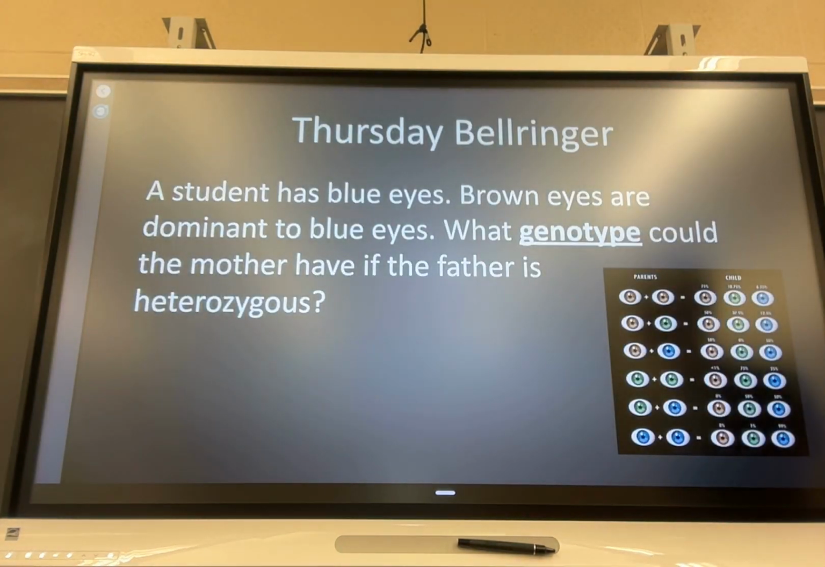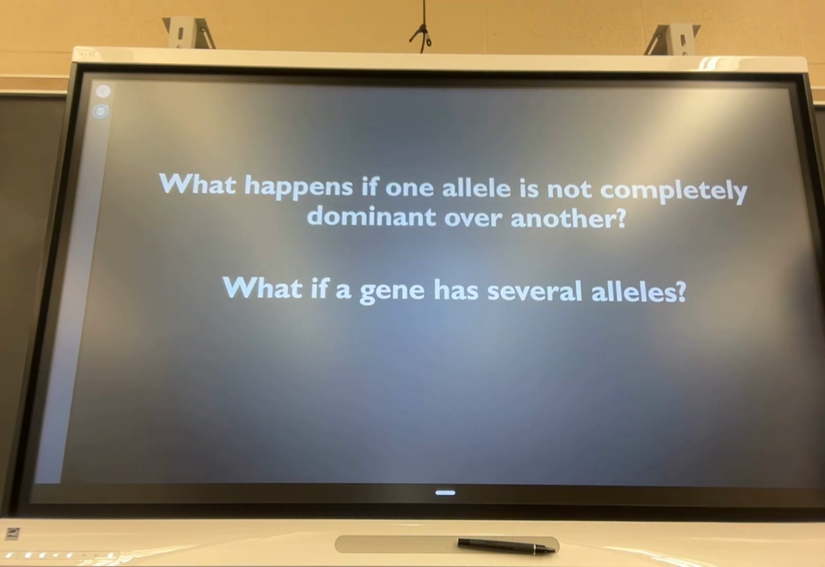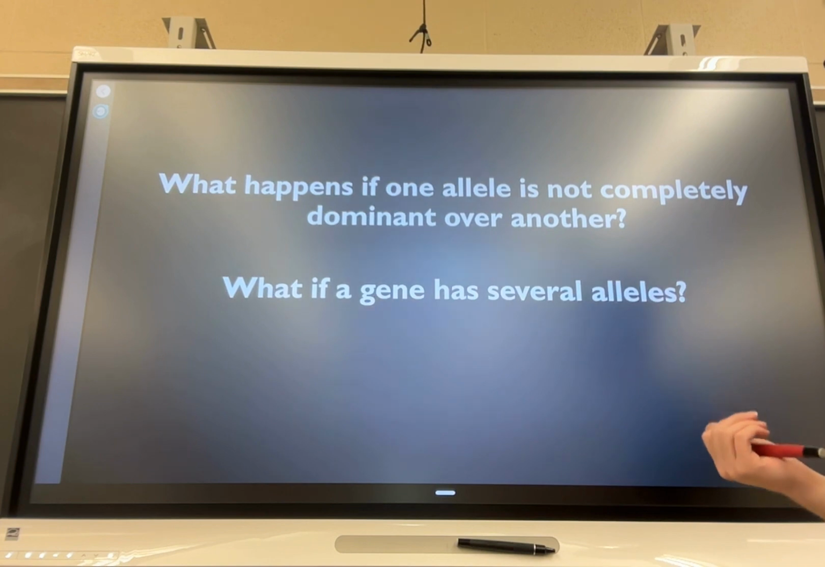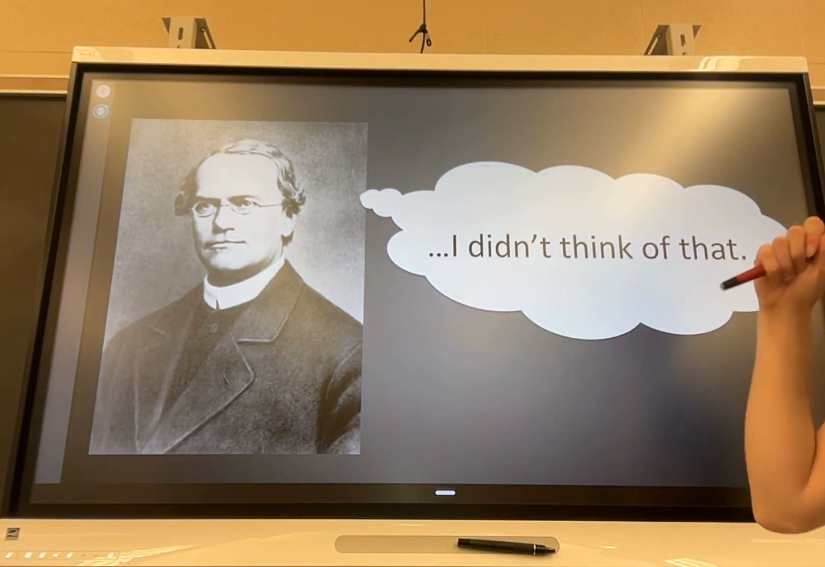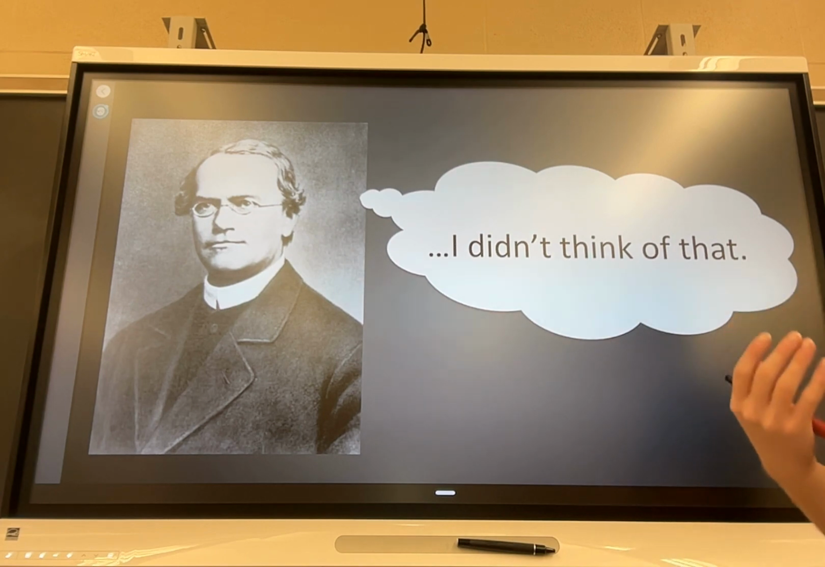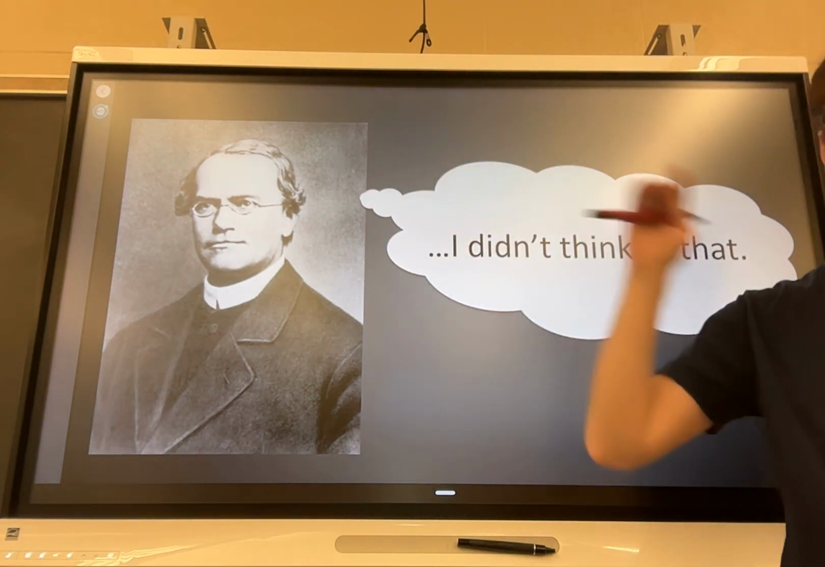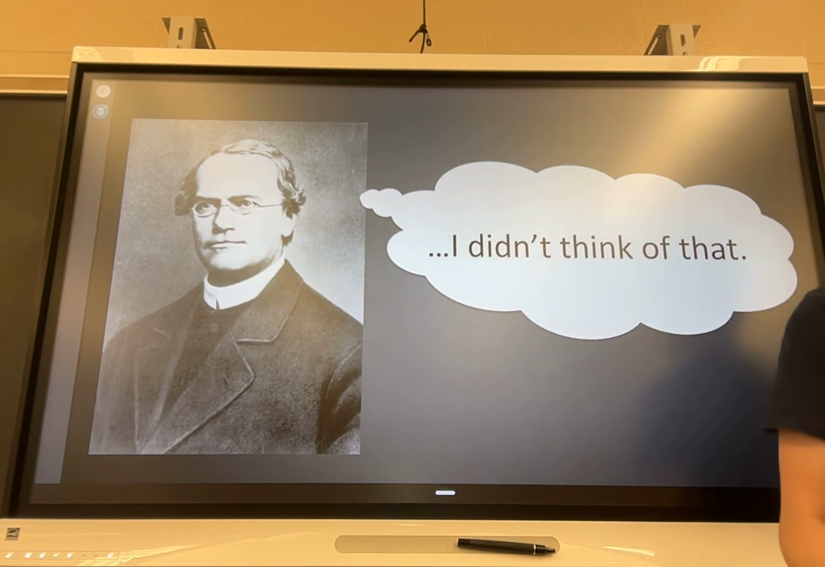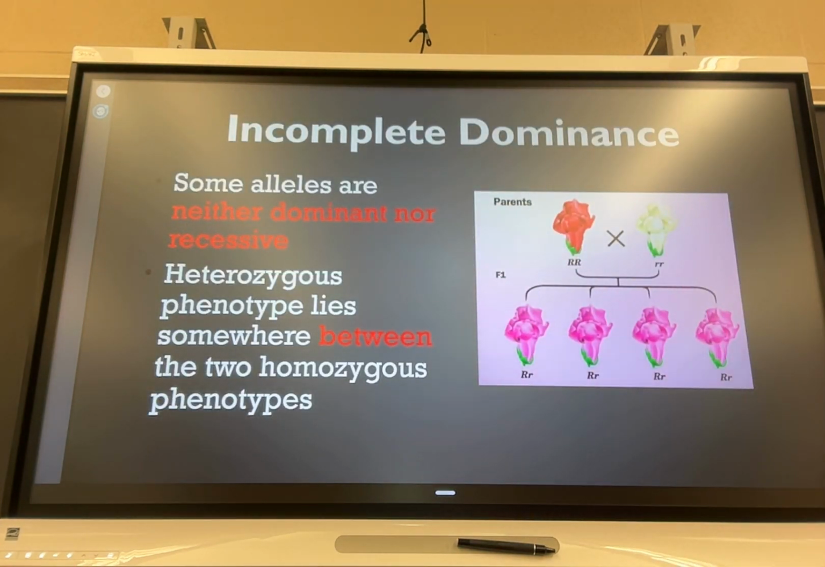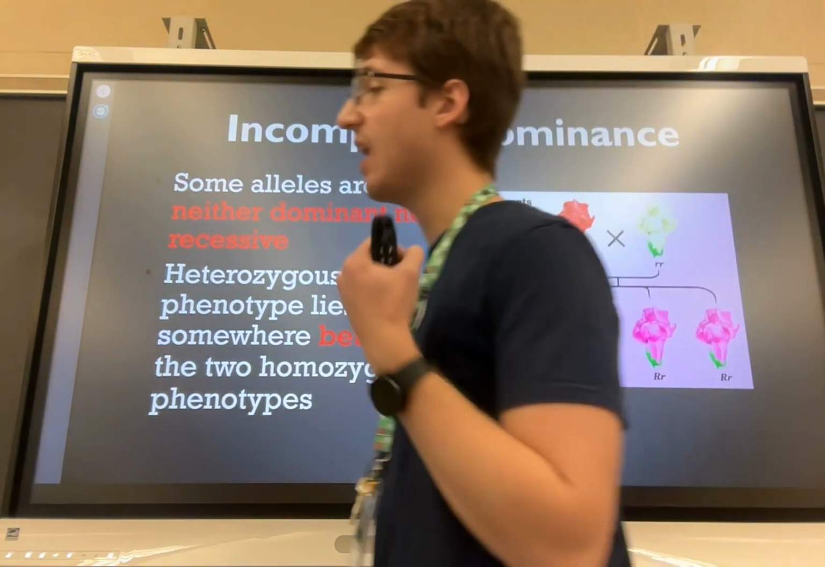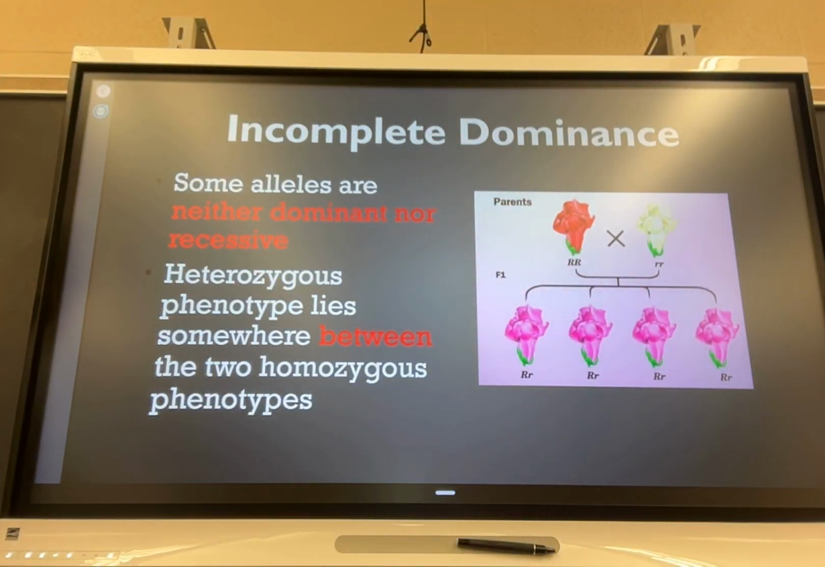Okay, so what happens if one of those alleles is not completely dominant over the other, or if we have several alleles? So this is more of those non-Mendelian traits, because he didn't think of that. A lot of P traits are very simple and very easy to predict using basic Punnett squares and normal complete dominance. But then we get into things like incomplete dominance. Incomplete dominance is where we have a trait that is neither dominant nor recessive. So instead, the heterozygous genotype is going to lie between the two homozygous genotypes.